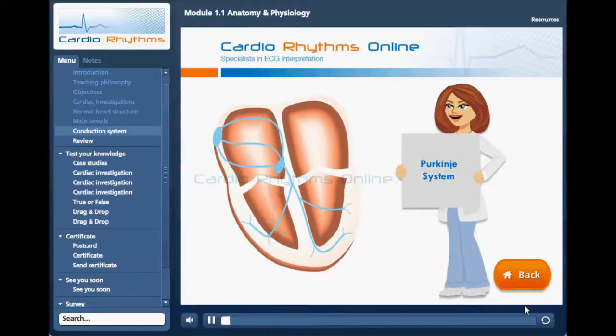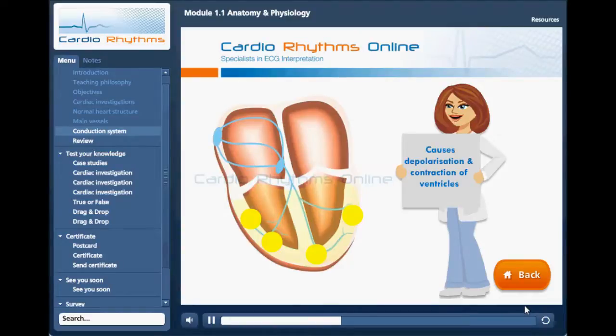Once the impulse has been propagated through the right and left bundle branches and fascicles, it reaches and spreads through the Purkinje system. The Purkinje fibres are located in the inner ventricular walls, just below the endocardium. This causes depolarization, electrical activation, of the ventricular muscle cells, which in turn leads to ventricular contraction.